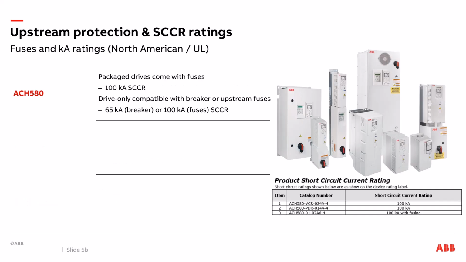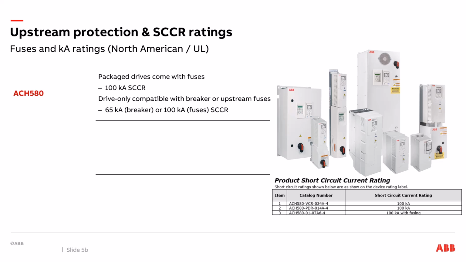Speaking of packaged drives with the ACH580, let's see how it impacts the short circuit current rating. Nearly all of the packaged ACH580 drives come with a 100 kA short circuit current rating because they have fuses built into the package. If you have a drive only, so a drive module, you can still get a 100 kA short circuit current rating, but it requires that fuses get installed upstream of the drive or maybe in a little fuse box right in front of the drive.